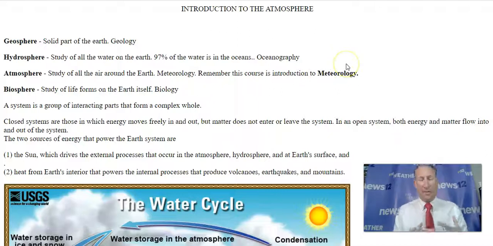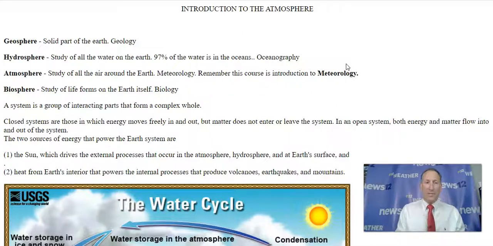So the basics of chapter 1 is introduction to the atmosphere. There's a lot of simple things here, and this is going to get you familiar with some of the concepts that we're going to talk about later in the semester. And then once we get into chapters 4, 5, 6, right through chapter 11, that's more about weather forecasting.